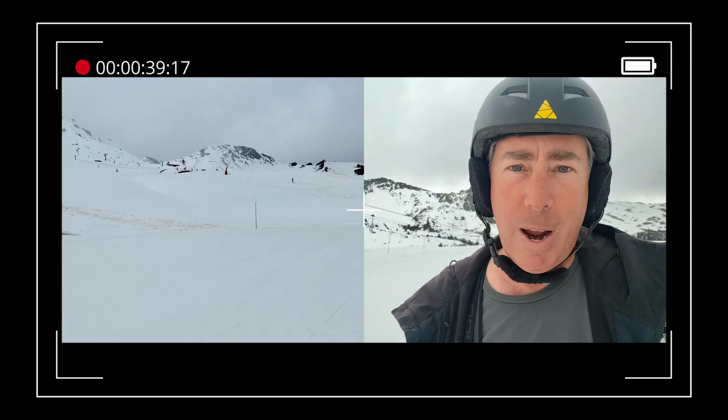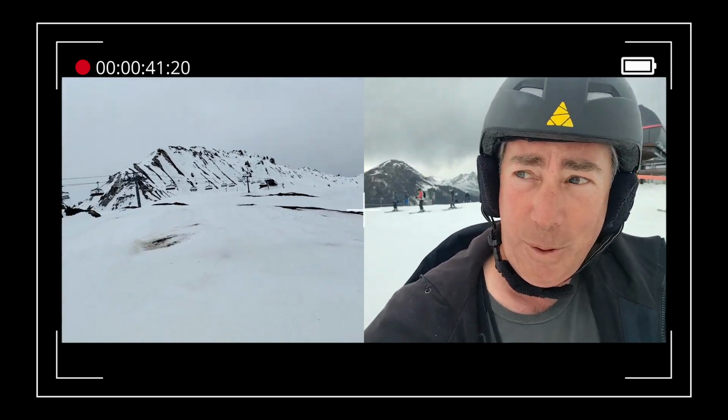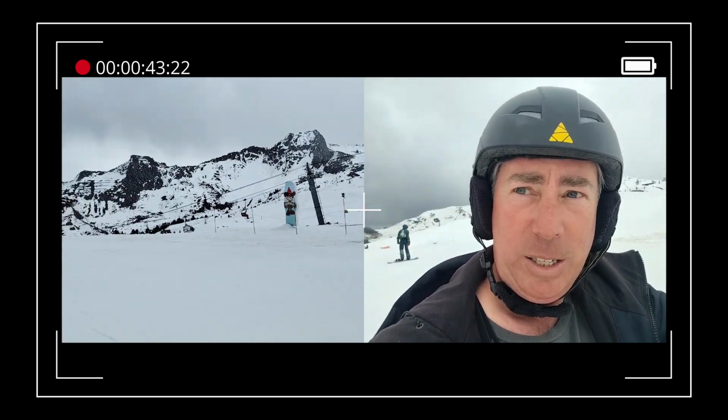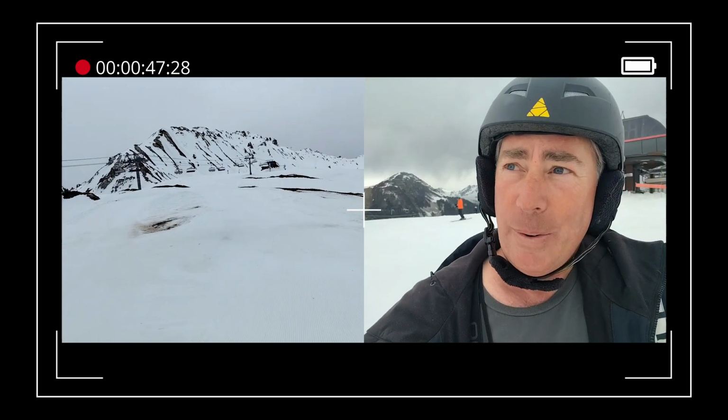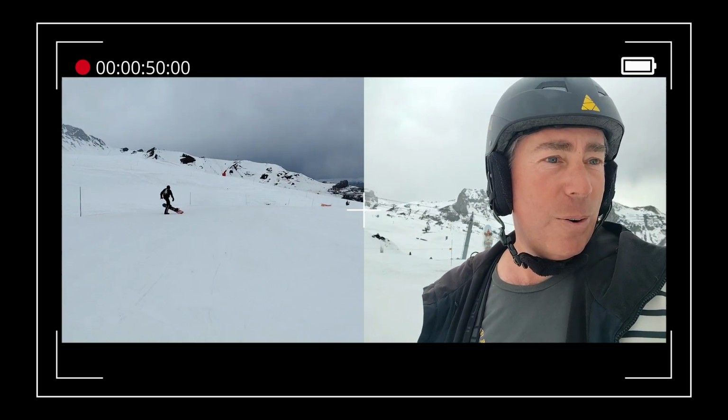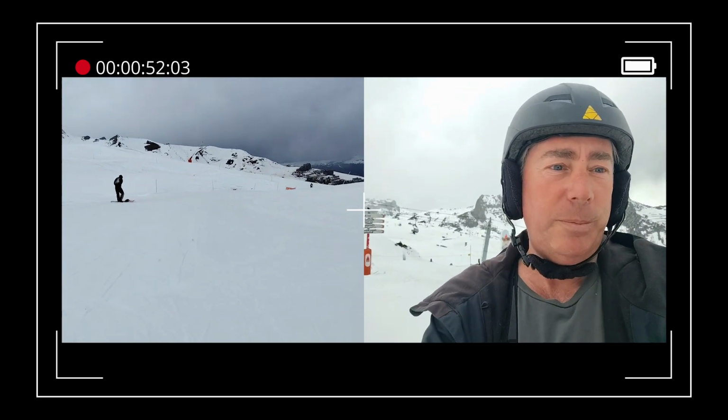Anyway, I'll just spin around and give you a bit of a view up the mountain and just over the far side there. It's pretty damn stunning, I've got to say. Right, I'm going to head off down the mountain now, so I'll catch up with you later.